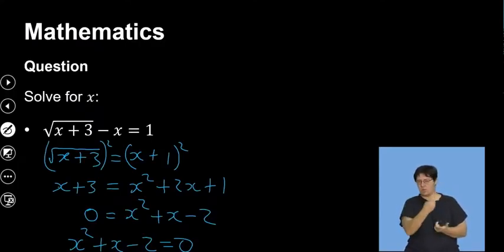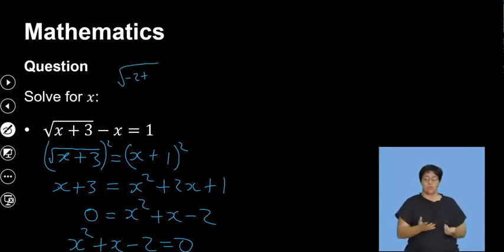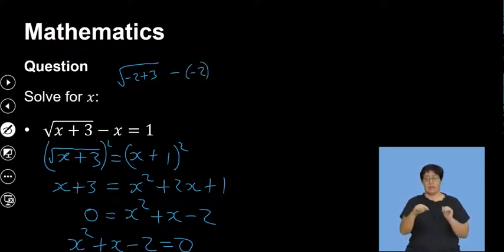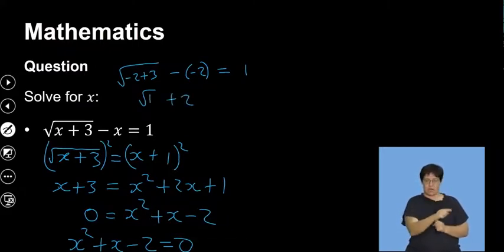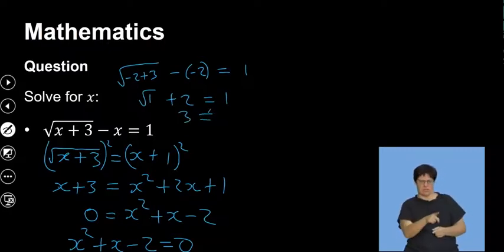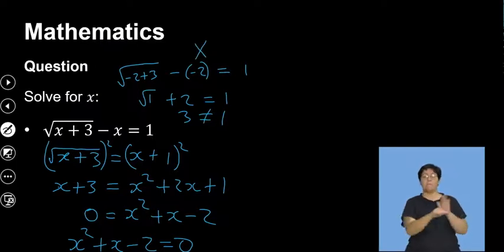If I substitute minus 2 here, it's going to be square root of minus 2 plus 3 minus 2, right? And this must be equal to 1. If it is not equal to 1, then minus 2 is not one of the answers. So this will be square root of 1 plus 2 equal to 1. So already you can see it's 3, which is definitely not equal to 1. So minus 2, we don't deal with it. Let's look at the other one, which is 1.